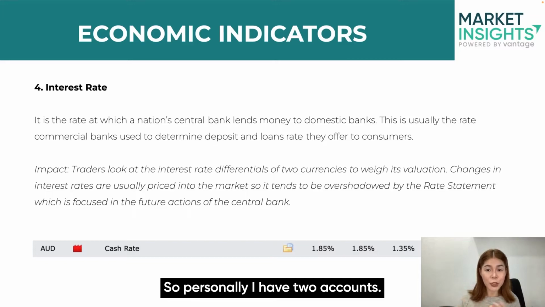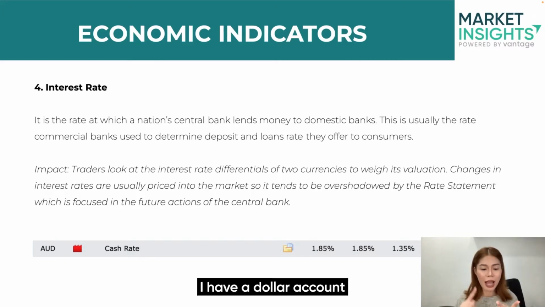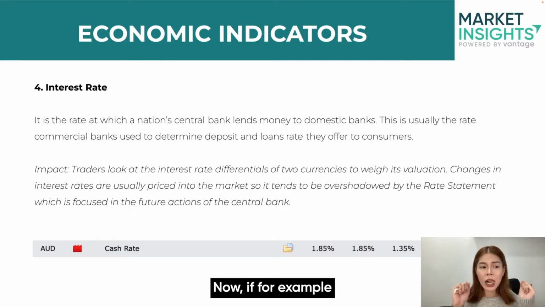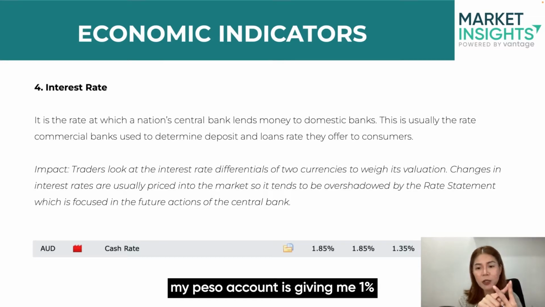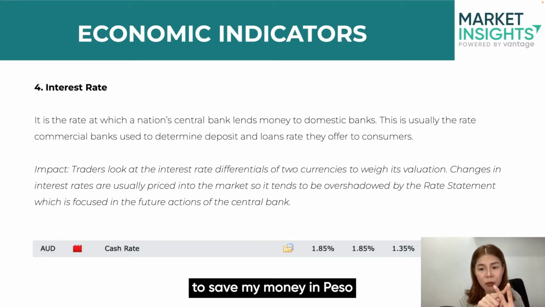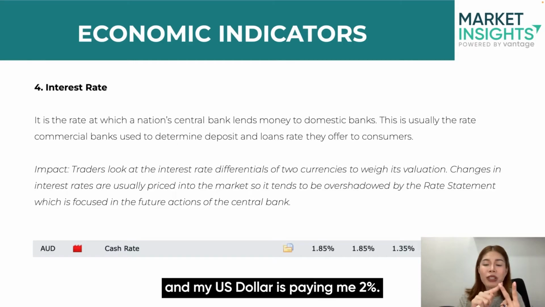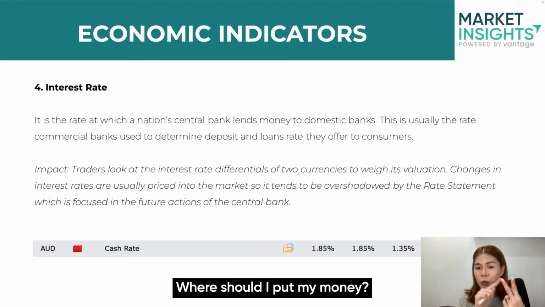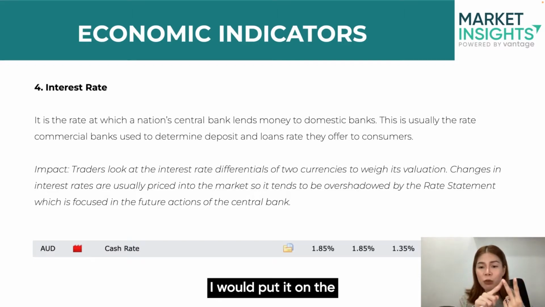So personally, I have two accounts. I have a dollar account and I have a peso account. Now, for example, if my peso account is paying me 1% to save my money in peso, and my US dollar account is paying me 2%, where should I put my money? No brainer, right? I would put it in the US dollar account. Therefore, my US dollar has more value in comparison to my Philippine peso.